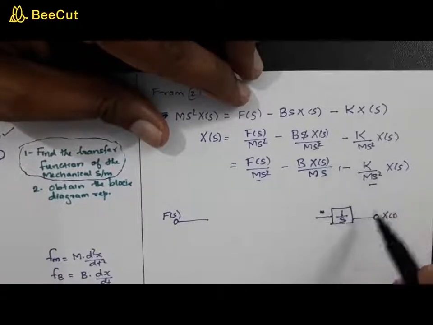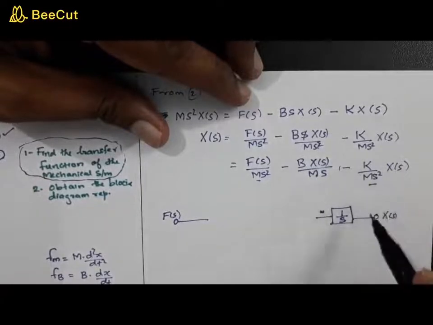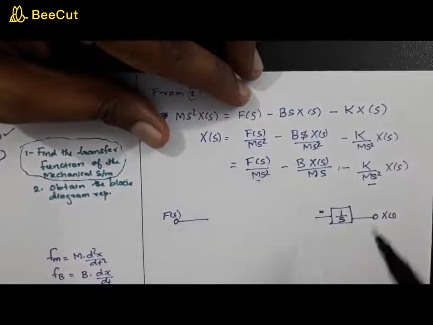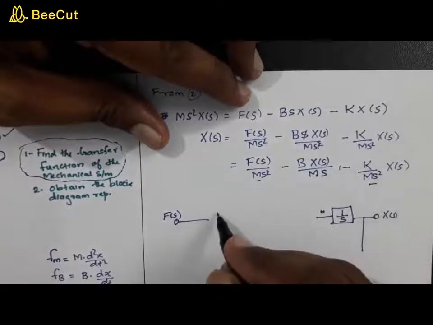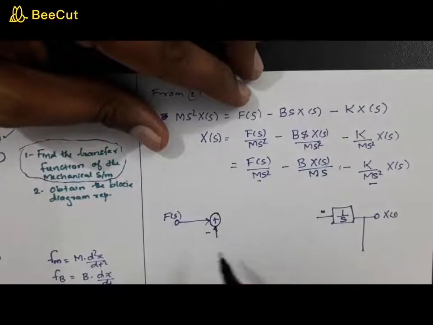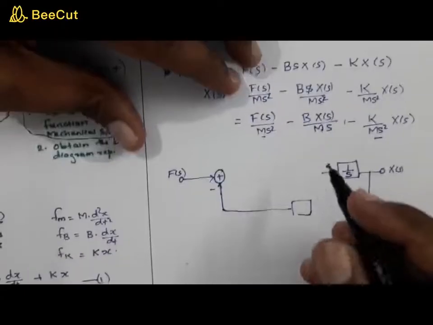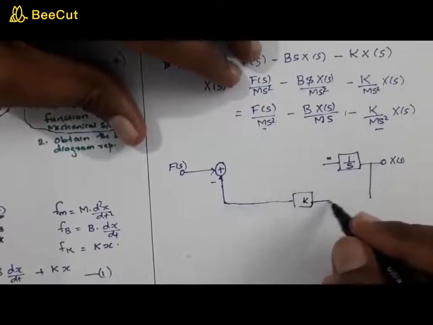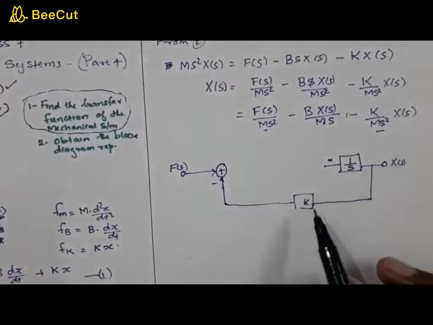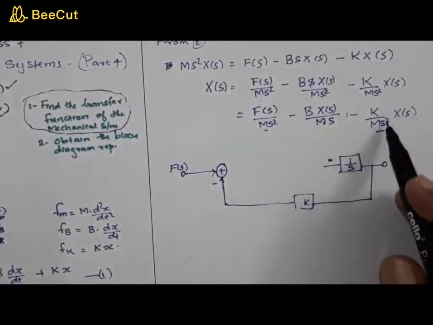The minus sign suggests that I am taking the output as feedback. This represents a negative feedback. Now I am going to compare it with this f of s by 1 by ms square. Here I have a summer, and here I am putting a negative sign with the block k. Now as per this diagram you are getting only k by s, right? But I want ms square.